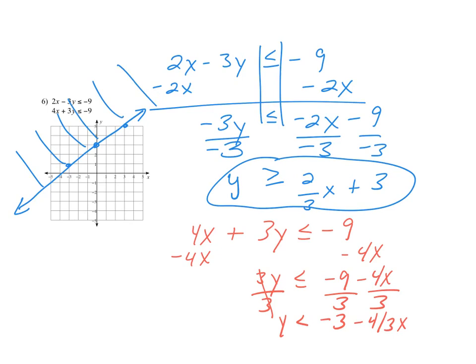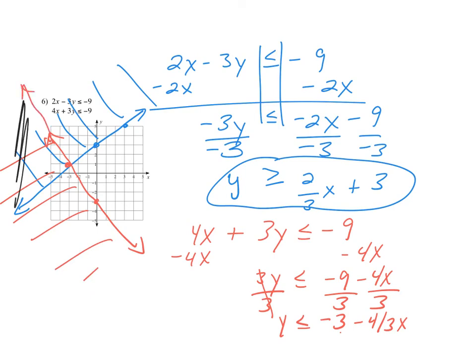Down here, my y-intercept is negative 3. I have a negative line. My rise is 4, my run is 3. 1, 2, 3, 4. 1, 2, 3. This time I have a solid line still. It is less than, so I shade below. Let me extend my line a little more to show you that it overlaps in this region.